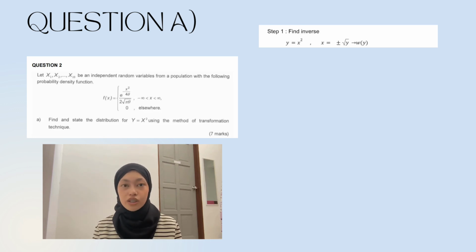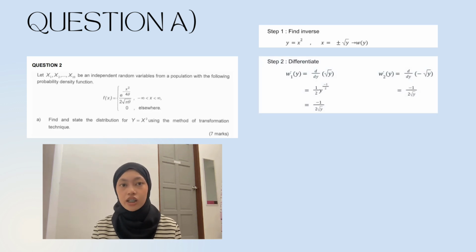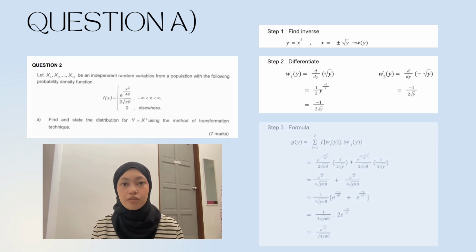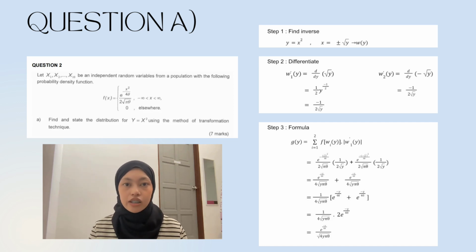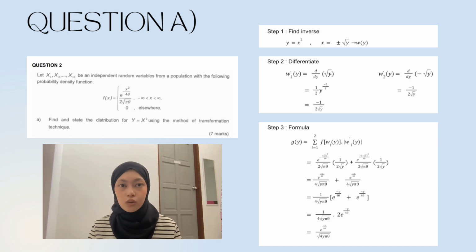So there are two possible inverse equations. Then step 2, we need to differentiate the inverse function with respect to y. And then step 3, we substitute in the formula, and after simplifying that, we get the g(y) function. And this is the PDF of y equal to x squared.